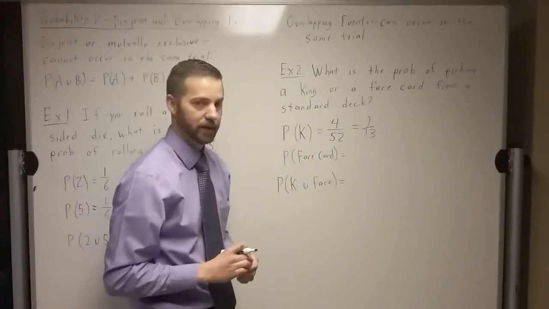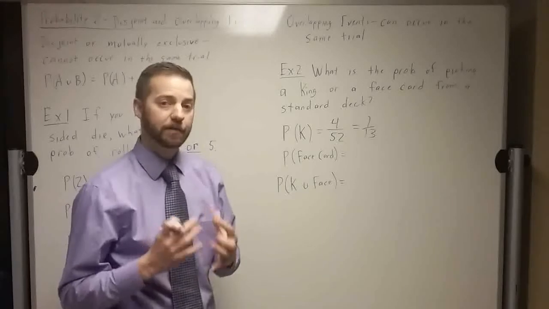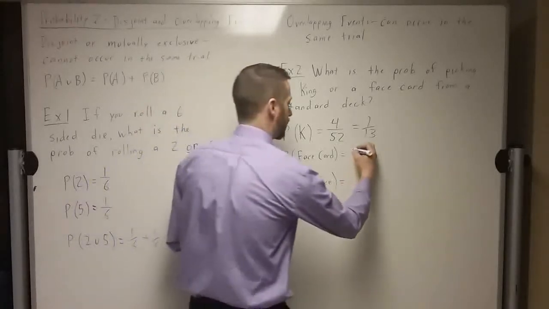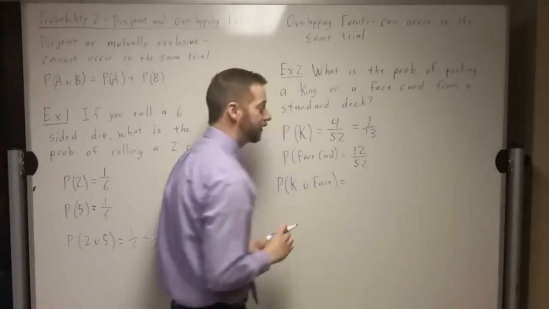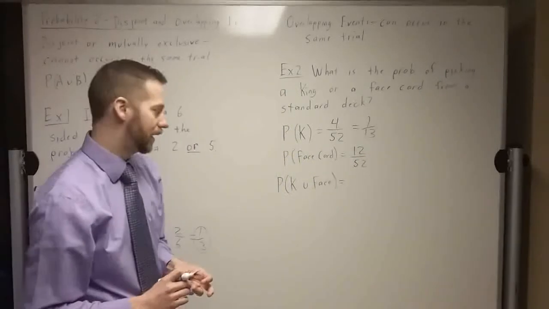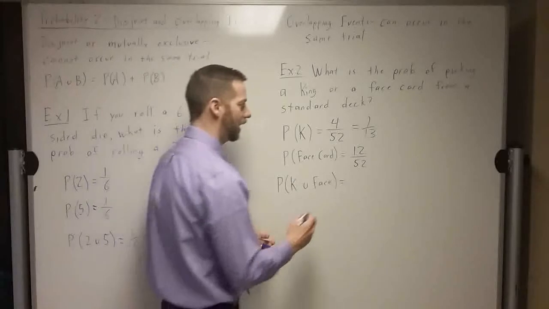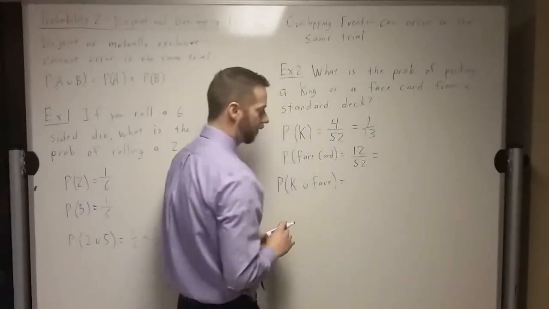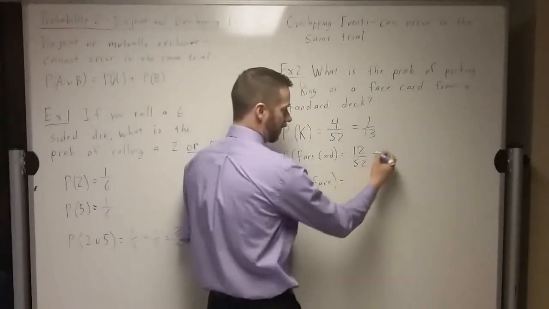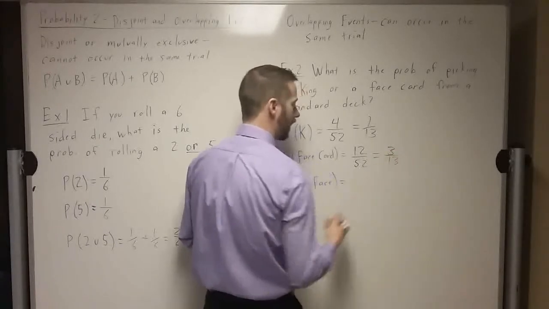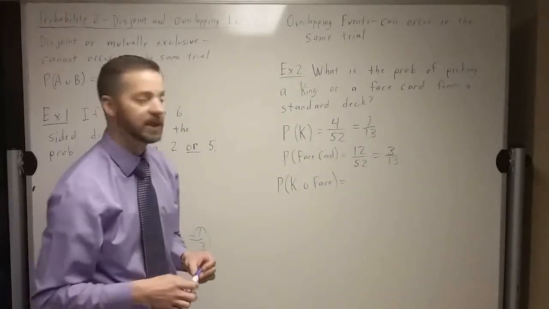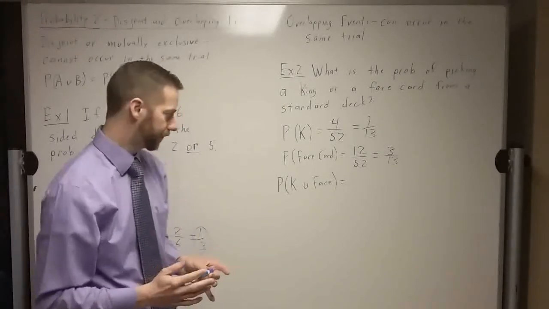Probability of a face card. Well, we said there's 12 face cards in a deck. And so the probability that we get a face card is 12 out of the 52 cards. Now, if I go to simplify that, 4 goes into both of these. 4 times 3 is 12. 4 times 13 is 52. So there's a 3 out of 13 chance that we get a face card.